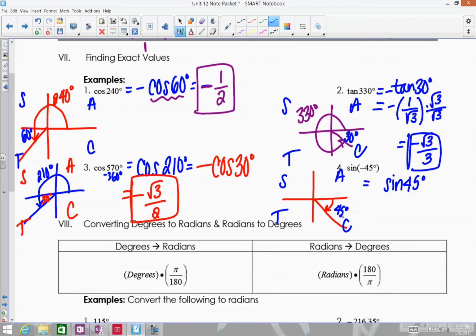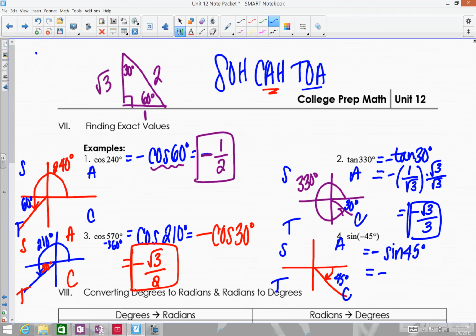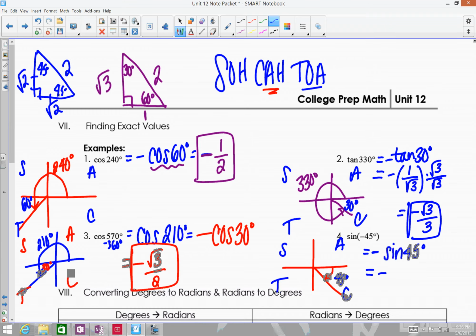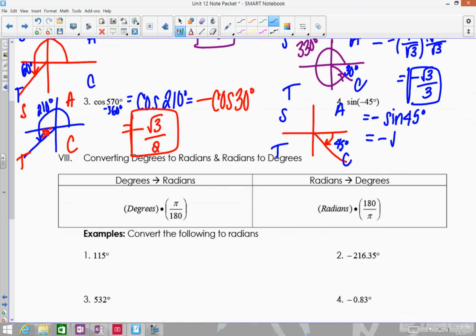So all students take calculus. The only thing that's positive down there is cosine, so sine's going to be negative. So we're going to keep the negative, and then we look at our 45, 45, 90 degree triangle. The easiest way to remember this one is radical 2 times radical 2 is 2 for the hypotenuse. So if I'm looking at sine of 45, sine is opposite over hypotenuse, which is going to be radical 2 over 2.